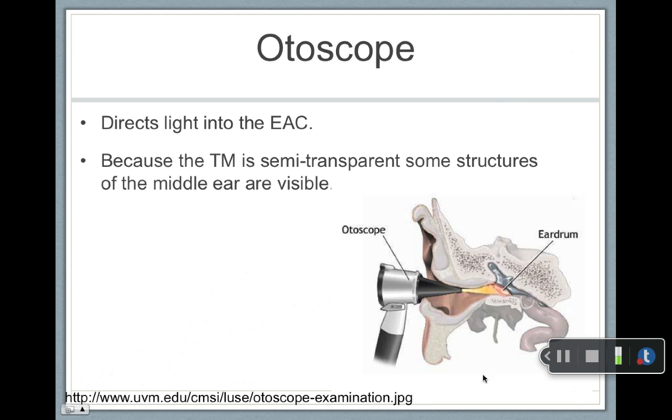Here's an example of an otoscope. If you were to look through someone's ear, you pull the pinna back, you send the light in, and you can see this tympanic membrane.